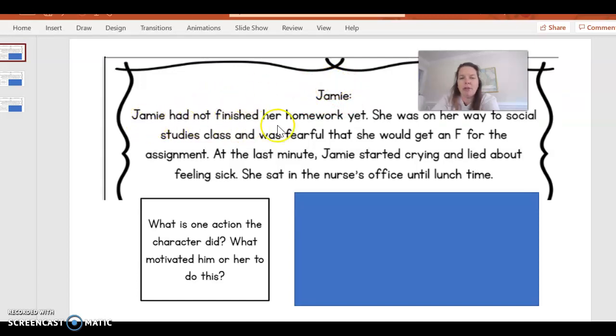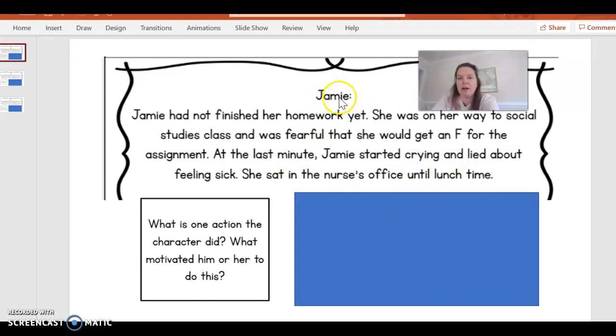Jamie had not finished her homework yet. She was on her way to social studies class and was fearful that she would get an F for the assignment. At the last minute, Jamie started crying and lied about feeling sick. She sat in the nurse's office until lunchtime.